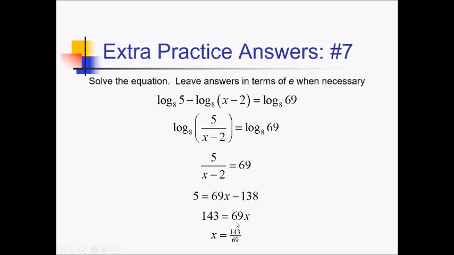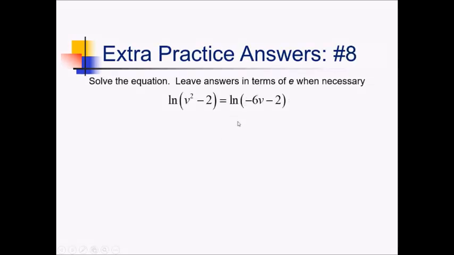Now, if you plug this back into the original, the only thing you have to be careful of is this x minus 2 term. 143 over 69 is a little bit more than 2. So if I plug that in here, I'm not going to be getting a negative number inside the log. So we're good to go with this answer.